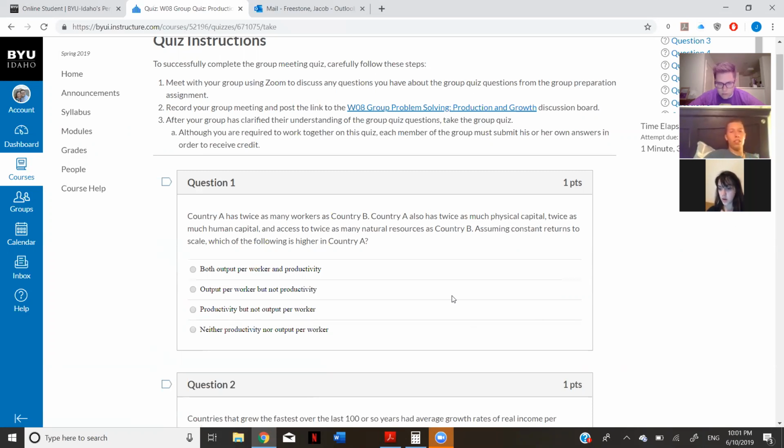Right? Yeah, but if there's twice as many people, then they're still more productive. So would it be C then? Well, but it's saying things go to scale, so there's going to be twice as much being produced, right? Isn't that what returns to scale means? Twice as many things are being produced. Wouldn't that double productivity? Let me try and find it.